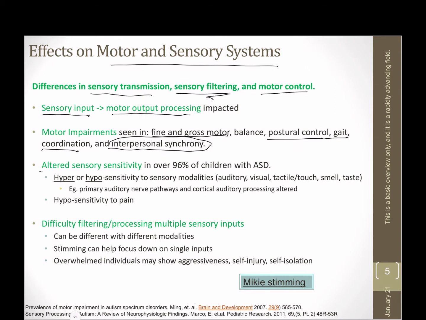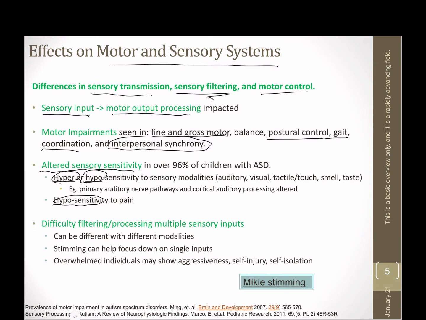We also see that altered sensory sensitivity, and that is very, very common. Over 96% of children with ASD have some kind of altered sensory sensitivity. We often talk about hypersensitivity, and that's very common to see people who are highly impacted or sensitive to the inputs around them. But we also see that sometimes people have hyposensitivity to different sensory modalities. And the same person can have hypersensitivity to one modality while hyposensitivity to another. And again, we see hyposensitivity usually to pain.